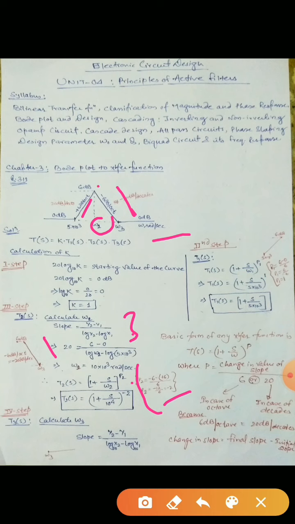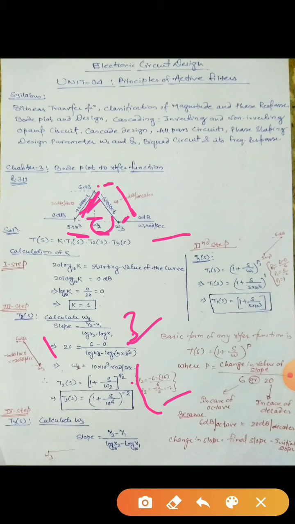So here, what is the final value of slope? Omega 3. So if we are comparing it with y2 and y1, what is y2? Y2 is nothing but plus 6. What is y1? It is 0. What is x2? X2 is omega 2. And what is x1? X1 is 5 into 10 to the power 3. So if we substitute these values here, what is slope? Slope is nothing but here. What is the value of slope? Slope is plus 6 dB per octave.